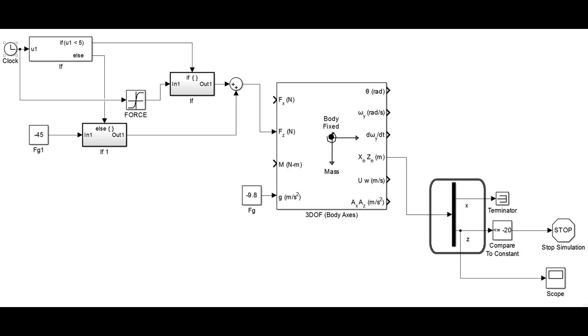The demux block splits the signal into x and z values only. And as you can see at the right, the simulation will stop when z is less than -20, and this block is called compare to constant.